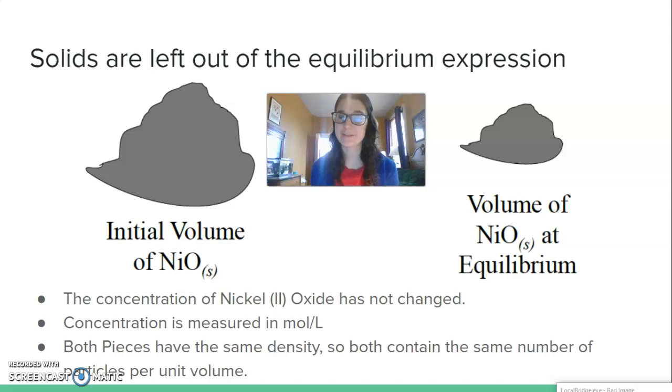Because the density of nickel oxide is the same for both pieces, since density is an intrinsic property that isn't determined by the amount that you have, they contain the same number of particles per unit volume. So yes, the number of moles changes, but the volume, in liters, changes at the same rate. So the concentration overall doesn't really change. Weird to think about, I know. So solids are left out of the equilibrium expression for that reason.